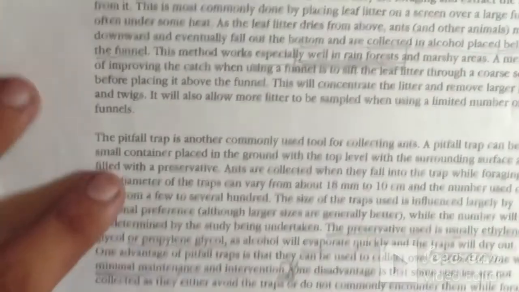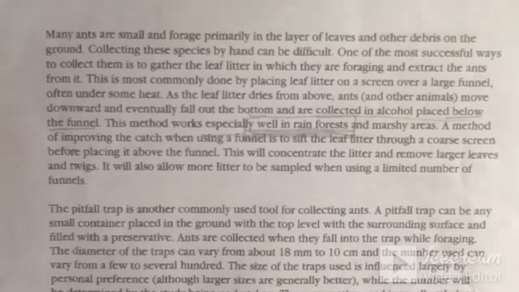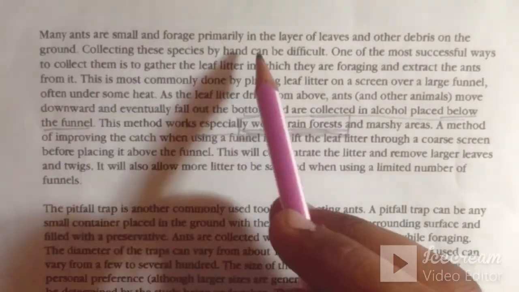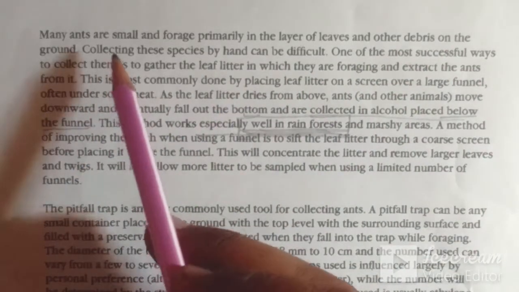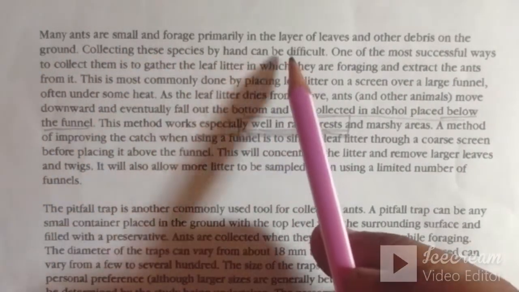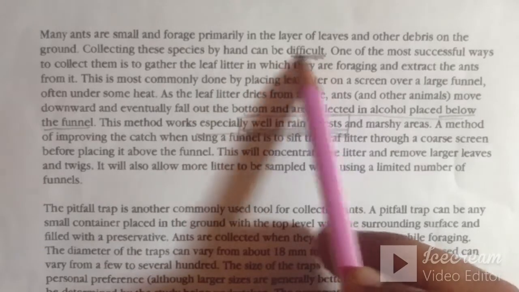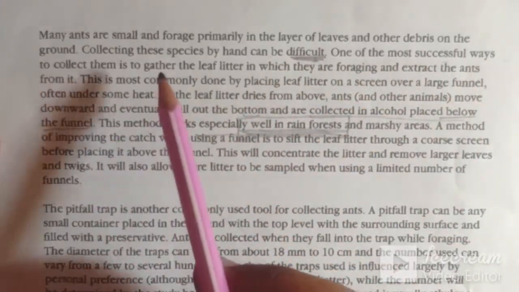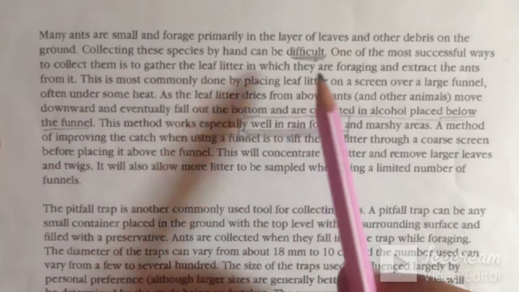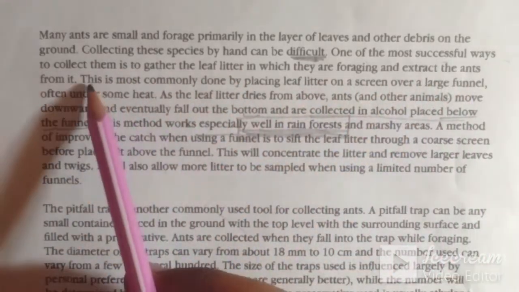So let's read another passage for further answers. Many ants are small and forage primarily in the layers of leaves and debris on the ground. Collecting these species by hand can be difficult. Very important. One of the most successful ways to collect them is to gather leaf litter in which they are foraging and extract the ants from it.